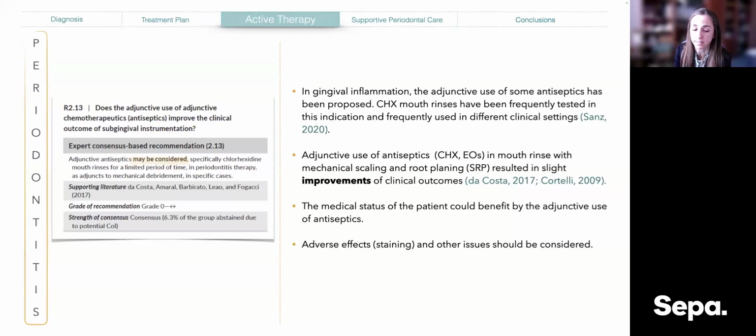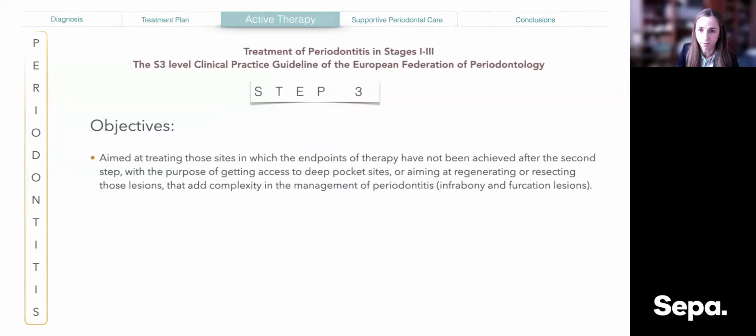So this circumstance can probably benefit those patients with compromised medical status, for example, or cases with high levels of gingival inflammation. On the other hand, it is important that the most frequent side effects related to the use of these antiseptics, such as dental staining, for example, must be considered and warned to the patient in advance. In the following step, in the third step of therapy, David, there's something you can tell us?